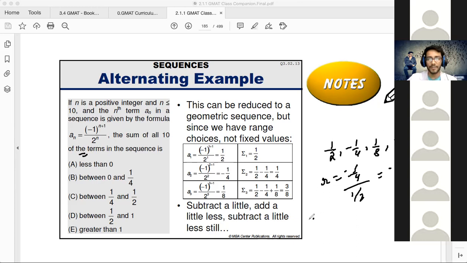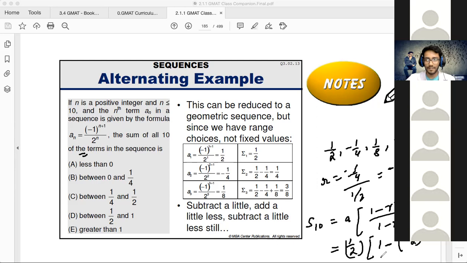Sum of n terms of a GP, when the absolute value of r is less than 1, I'll write as a times 1 minus r power n by 1 minus r. Substitute in this. What will you get? a is 1 by 2, and r is minus half. So it's 1 minus minus half power 10, over 1 minus r, which is 1 plus half. Solve this and check the value.